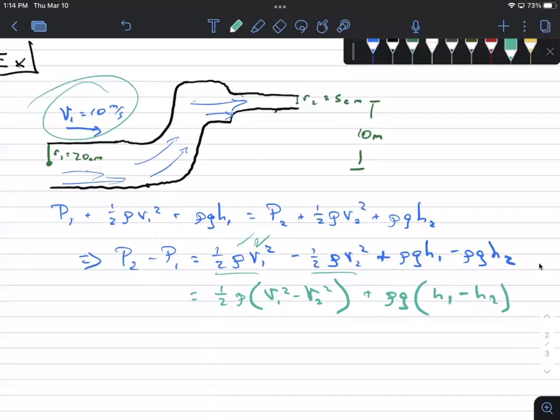V2, I don't know V2. So I'm going to need V2. Rho g is 9.8. H1, do I know H1? Well, I don't really know H1, and I don't know what H2 is either. However, I do know that the difference between H1 and H2 is 10. Right? I'm going from ground level, let's say, up to 10 meters high.